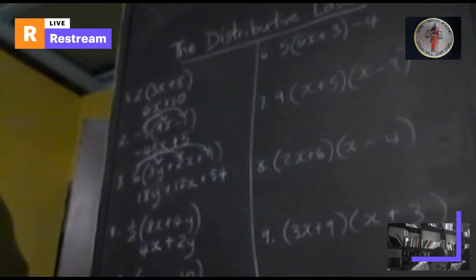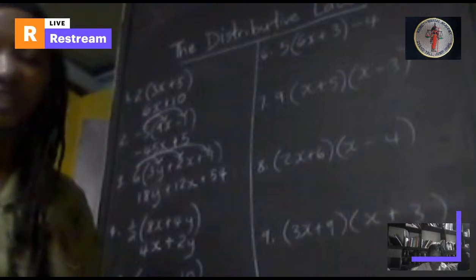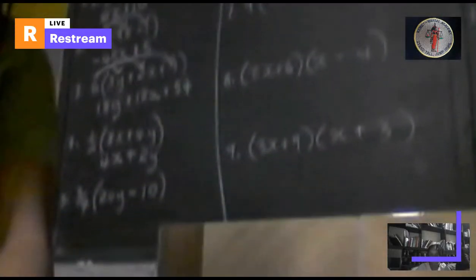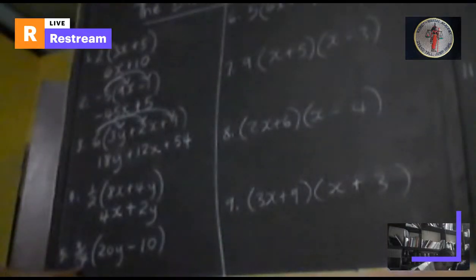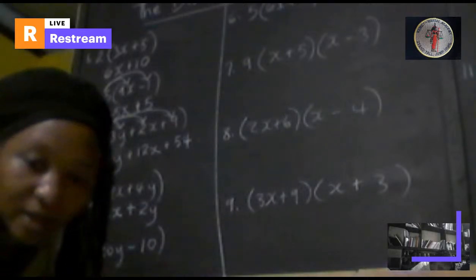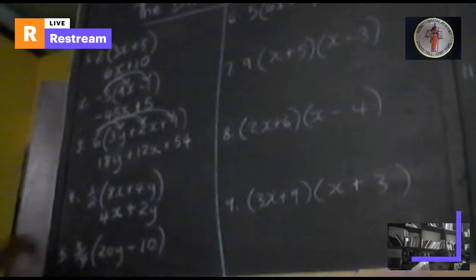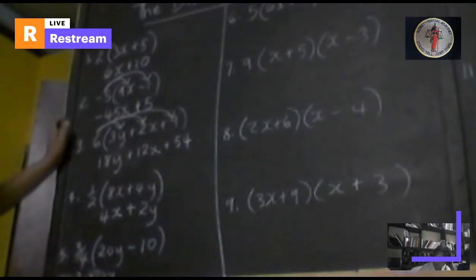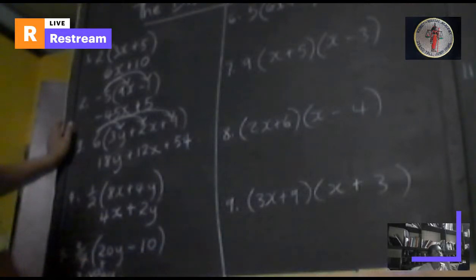Number 5, we also have a fraction, which is 3 quarters. Miss, can you just put it down a bit? Yeah, that's it. So that's 3 quarters on the outside. Open bracket, 20y minus 10, close bracket. So 3 quarters of 20. A quarter of 20 is 5, times 3 is 15. So that's 15y.